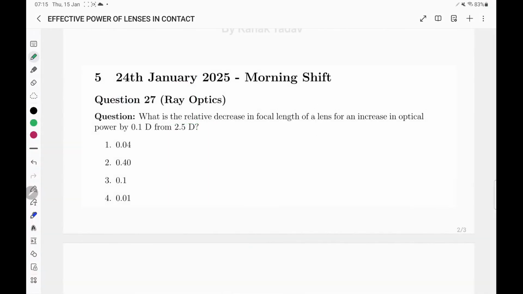Alright students, let us end our today's session here with this homework question. The question reads, what is the relative decrease in the focal length of the lens for an increase in optical power by 0.1 diopter from 2.5 diopter? You have these 4 options. Kindly solve this and comment your answer in the comment section.